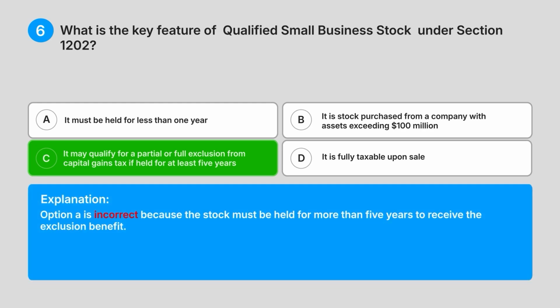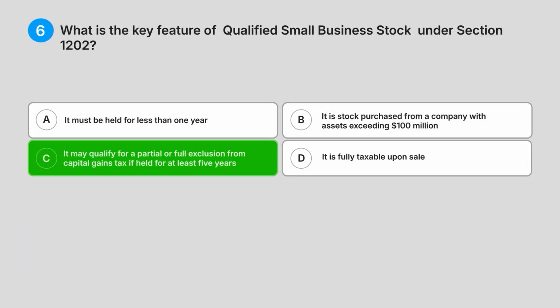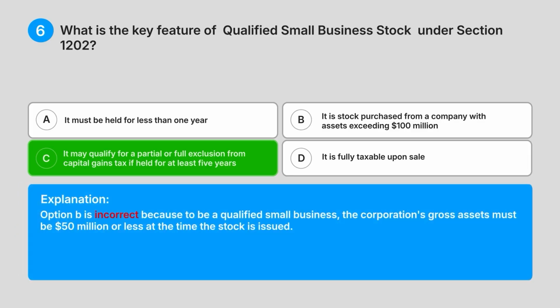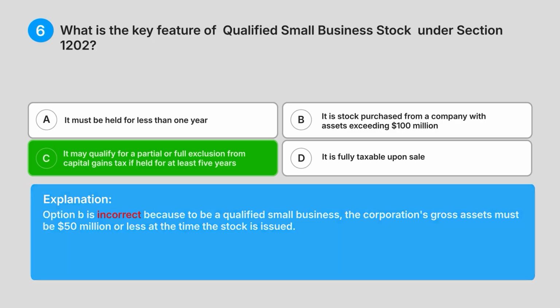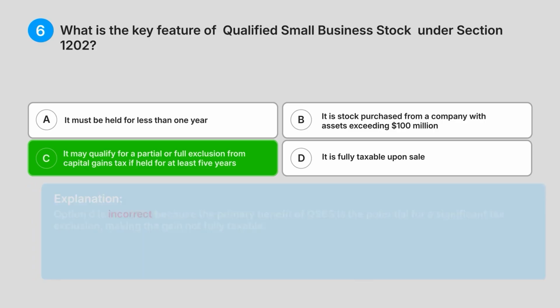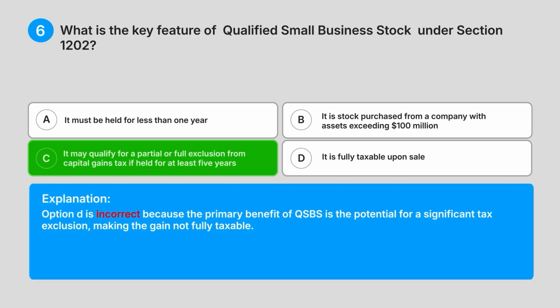Option A is incorrect because the stock must be held for more than 5 years to receive the exclusion benefit. Option B is incorrect because to be a qualified small business, the corporation's gross assets must be $50 million or less at the time the stock is issued. Option D is incorrect because the primary benefit of QSBS is the potential for a significant tax exclusion, making the gain not fully taxable.